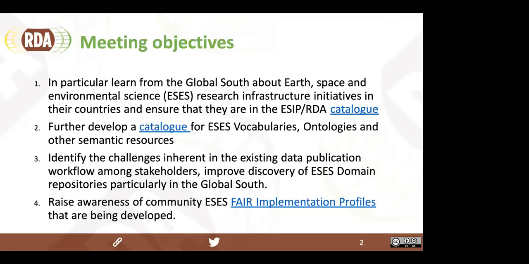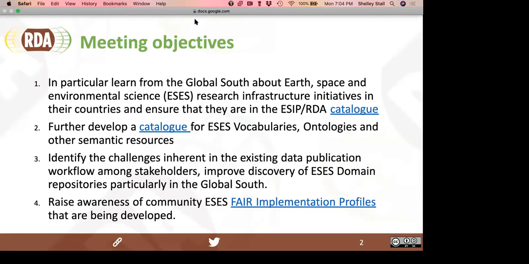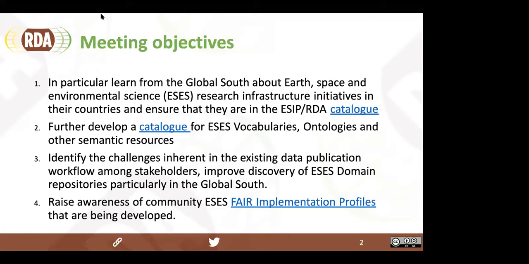Then Shelley and Danny are going to lead one on the challenges inherent in the existing data publication workflows amongst stakeholders and improving the discovery of Earth, Space, Environmental Science domain repositories, particularly in the Global South. And then Barbara Magana will lead one on raising awareness of the potential of FAIR implementation profiles to help us share our data and information, not just within the Earth and Environmental Sciences, but beyond, and also share them in a global way.